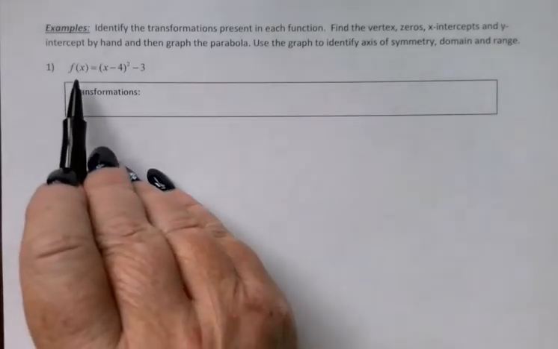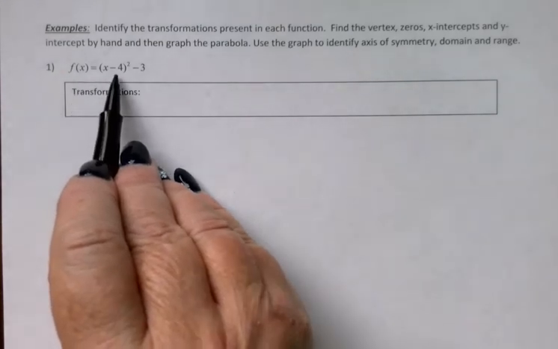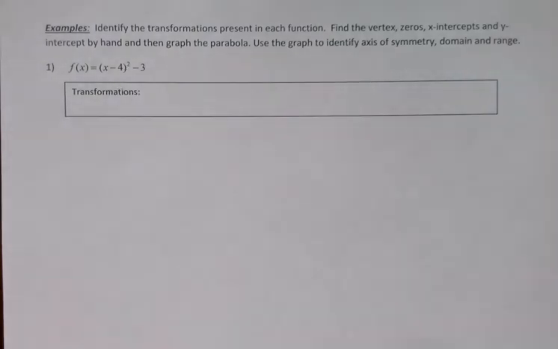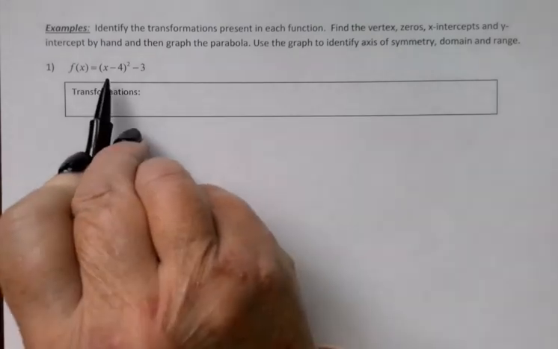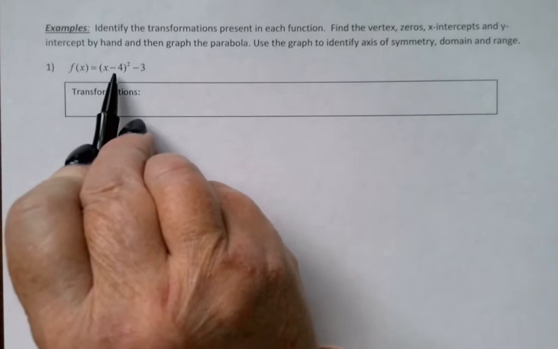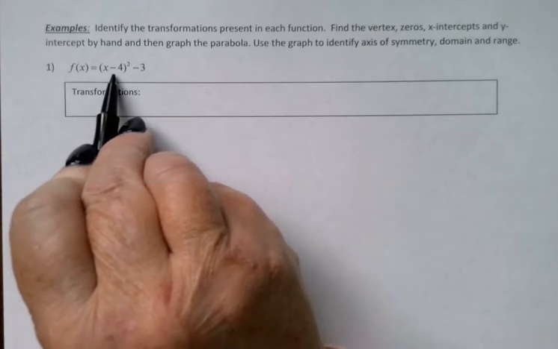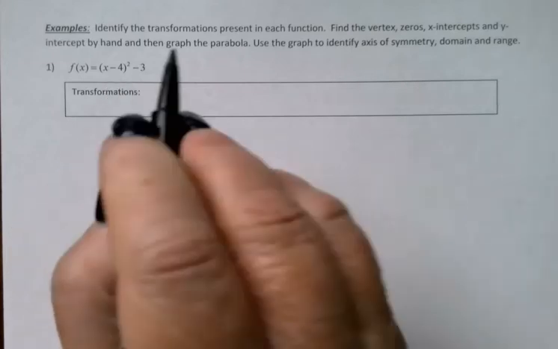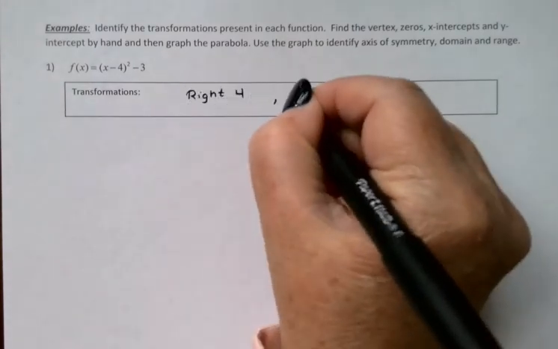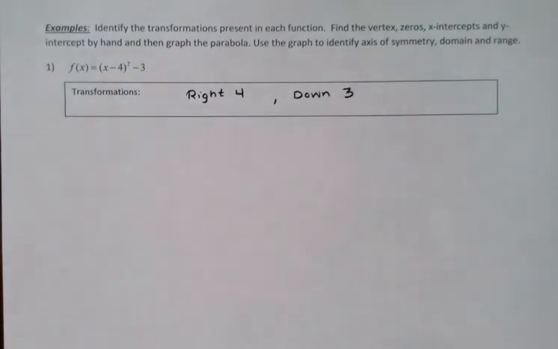I would like to use the idea of transformations to graph the function f of x equals (x minus 4) squared minus 3. Because of the square, I know it's going to be a parabola. Compared to my original parent function, the parabola with vertex at (0, 0), this one has been moved to the right 4, and down 3. So those are the two transformations that I'm going to want to draw.